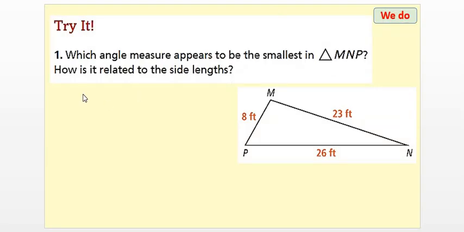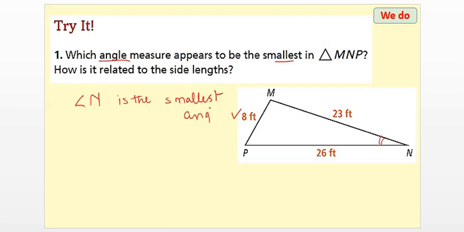Clear? Okay, now let's solve some examples. This is Try It number 1. It says which angle measure appears to be smallest in triangle MNP, and how is it related to the side length? As we can see here, 8 is the shortest side and the angle opposite to it is angle N. So angle N is the smallest angle, because it lies opposite to the smallest side.